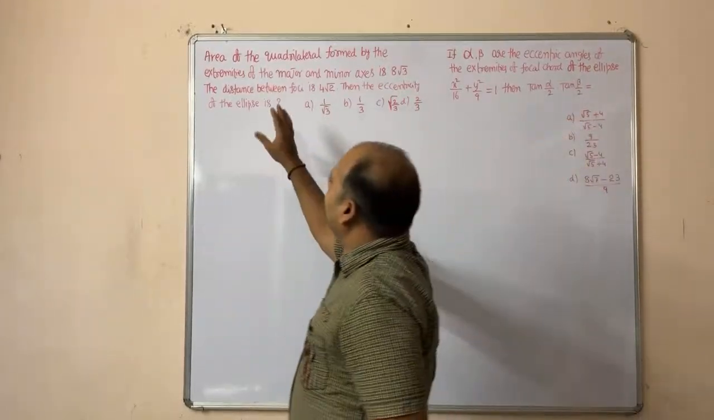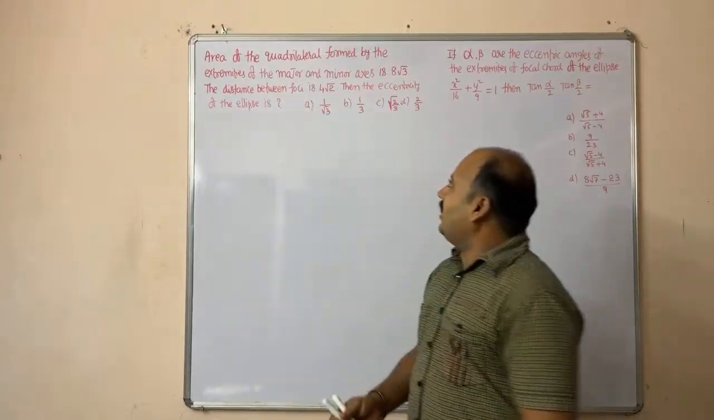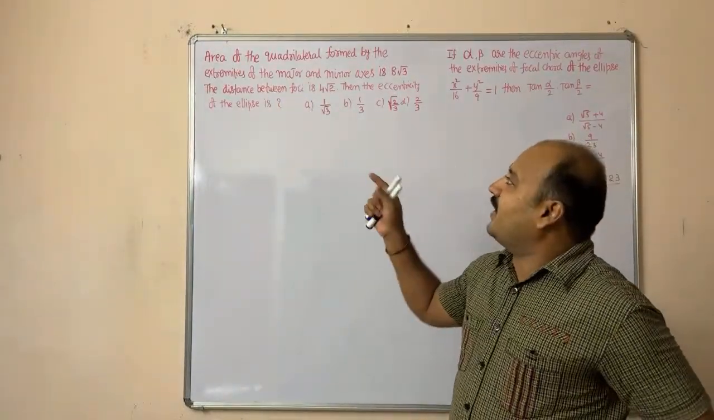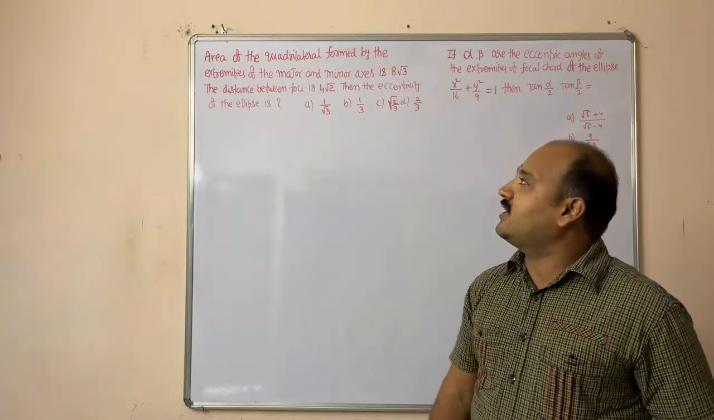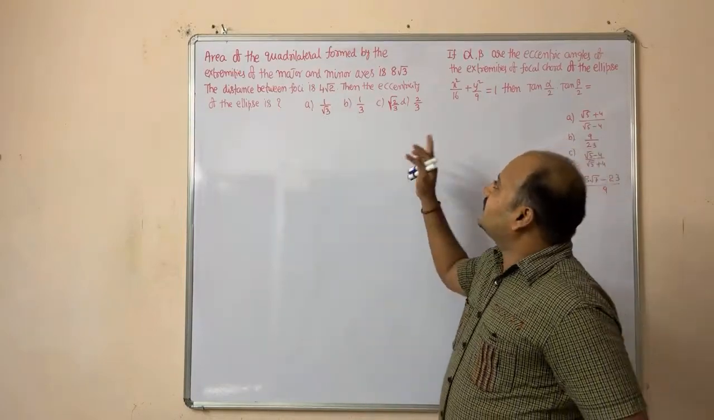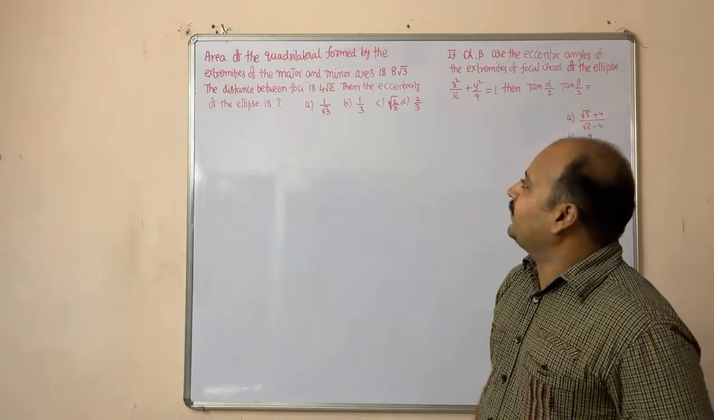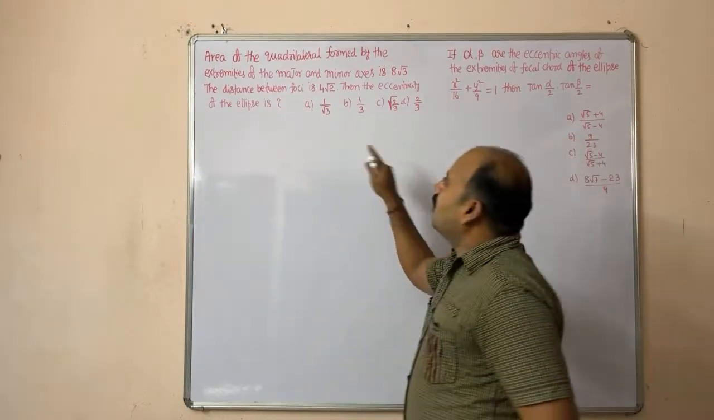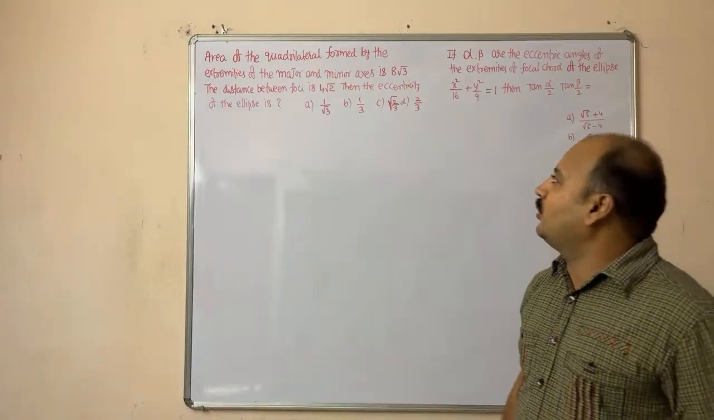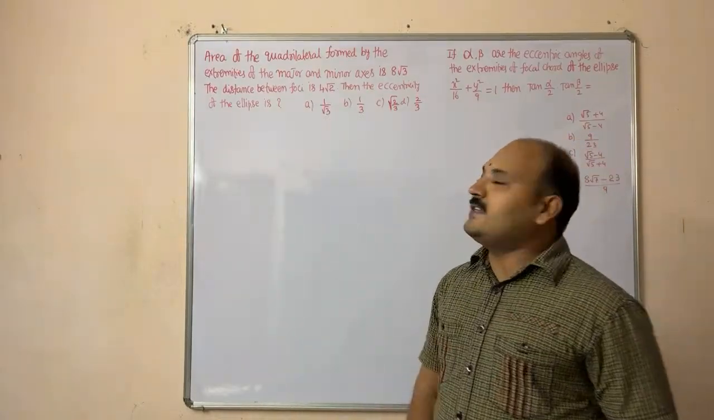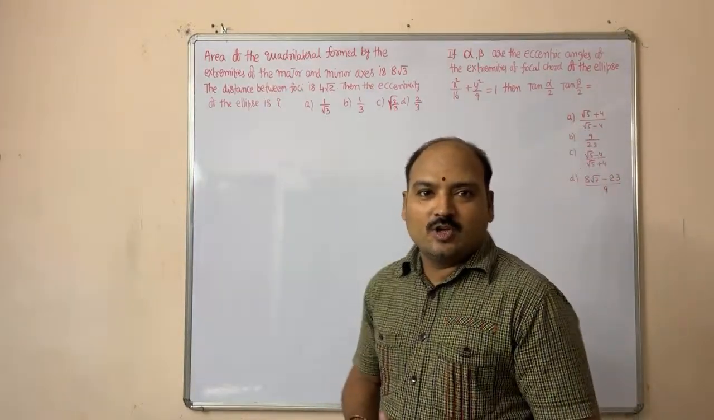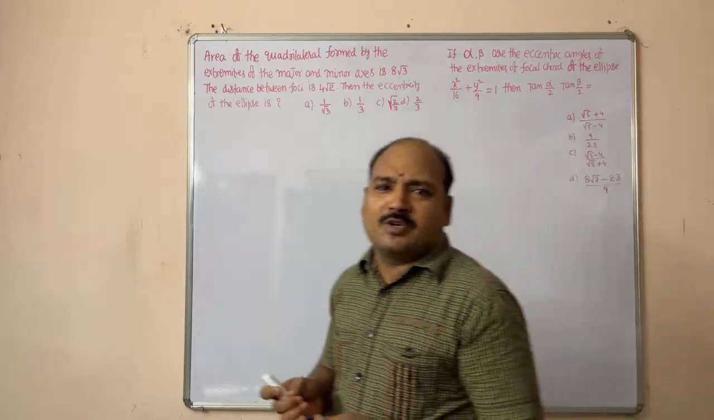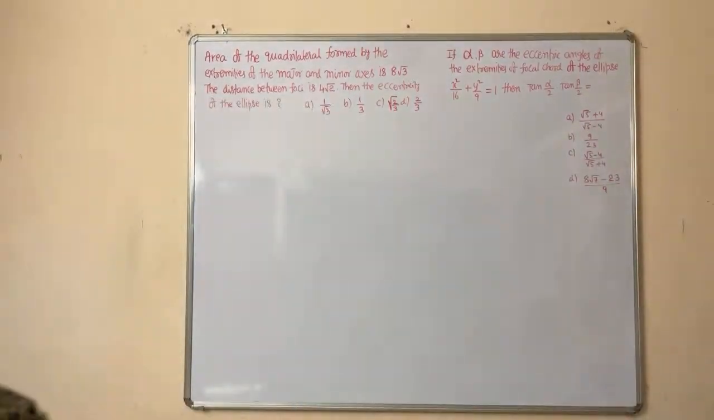So you come to here: the area of the quadrilateral formed by the extremities of the major and minor axis is 8√3. The distance between foci is 4√2. Then the eccentricity of the ellipse is. So we need to draw the figure, dear students, compulsorily. Then you will get an idea.